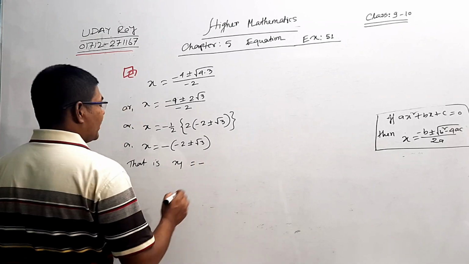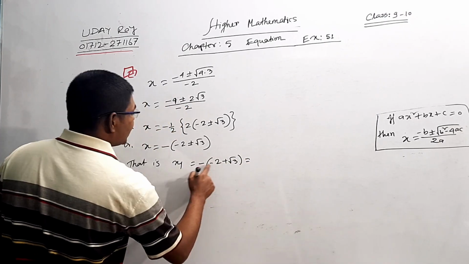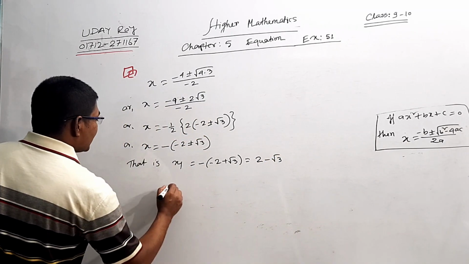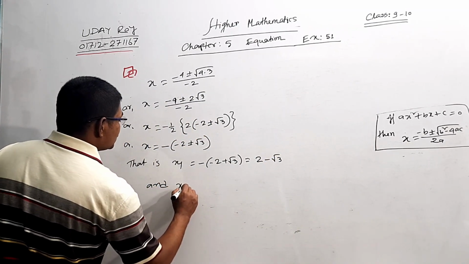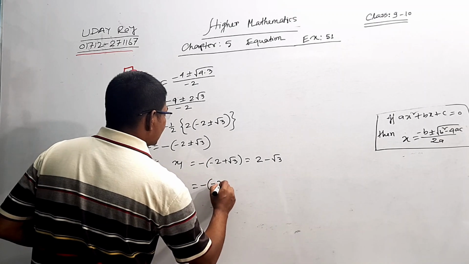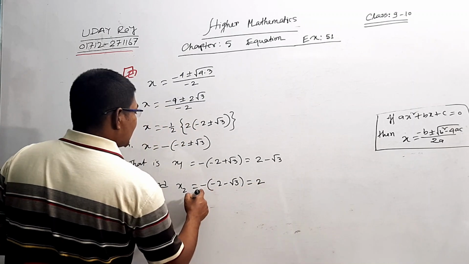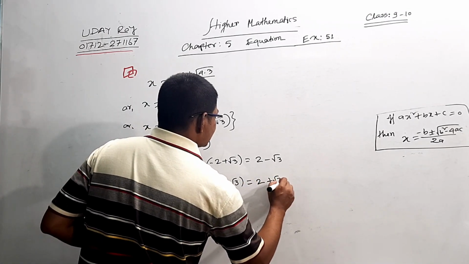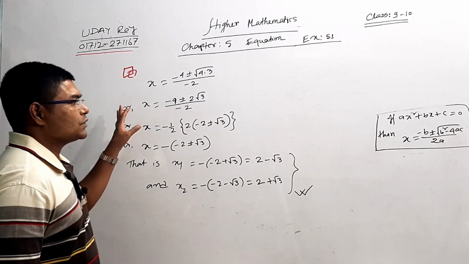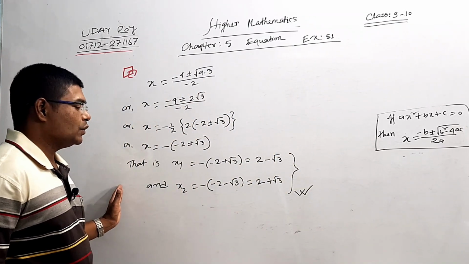That is x1 equal to minus 2 taking plus, so minus here becomes plus 2, minus root 3, and x2 equal to, we have taken plus so here we will take minus, so plus 2 plus root 3. These are the two roots of the equation. So according to these rules we have got two roots of the equation.